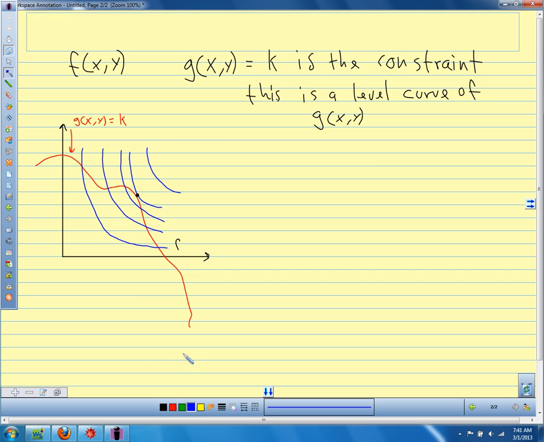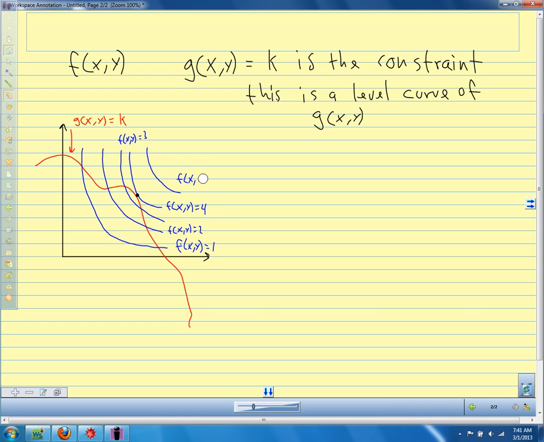This first level curve is f of x, y equals 1. This one is f of x, y equals 2. This one is f of x, y equals 3. This one is f of x, y equals 4. And this last one is f of x, y equals 5. These are just some arbitrary level curves of f of x, y. So looking at this picture, where is f of x, y maximized on that constraint?